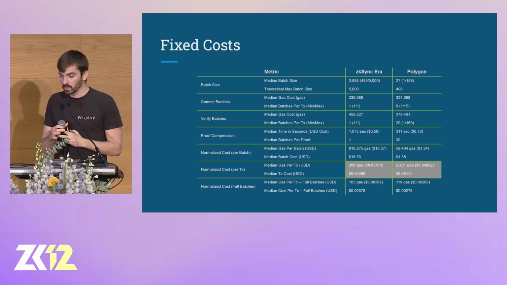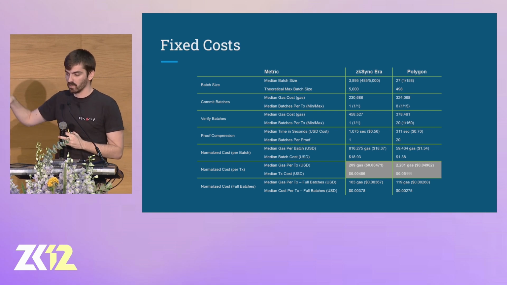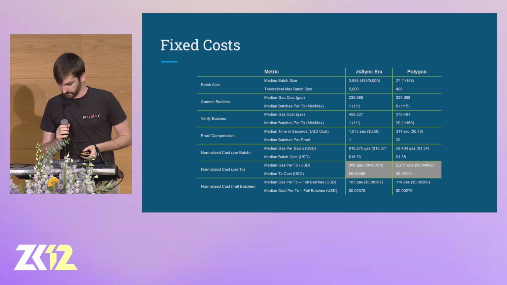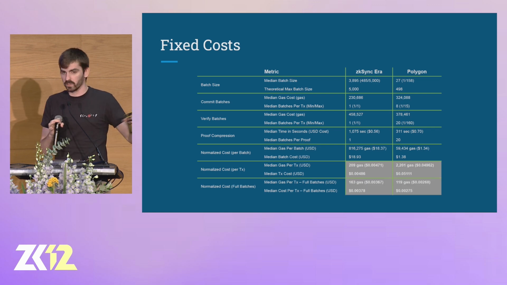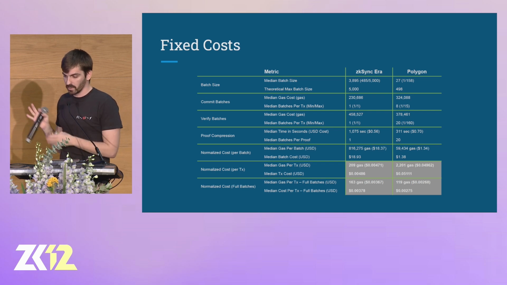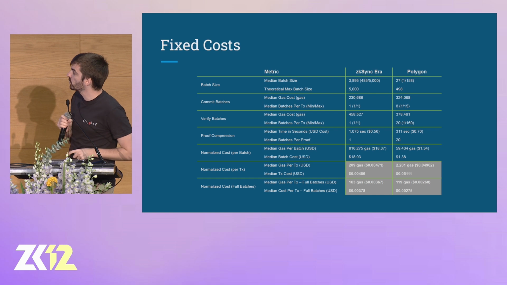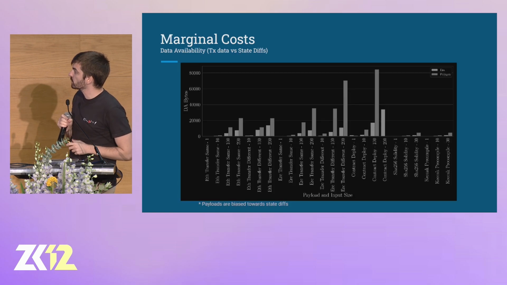And we will analyze a bit more how that might change if DA becomes more expensive, if proving becomes cheaper, etc. And also we had the normalized cost in the theoretical case where you have as many transactions as possible. And we can see that the number is pretty low for both rollups.